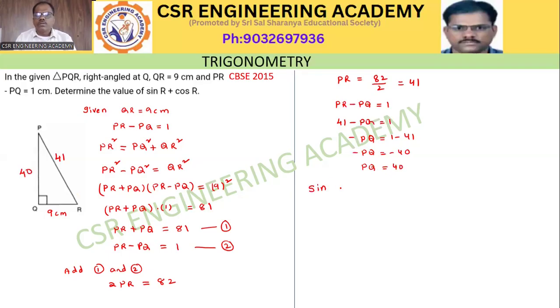Sin R plus cos R is equal to, here sin R is equal to vertical side by hypotenuse plus cos R is equal to base by hypotenuse. Here vertical side is equal to 40 divided by hypotenuse 41 plus base is equal to 9 centimeters divided by hypotenuse 41, is equal to 40 plus 9, 49 divided by 41.